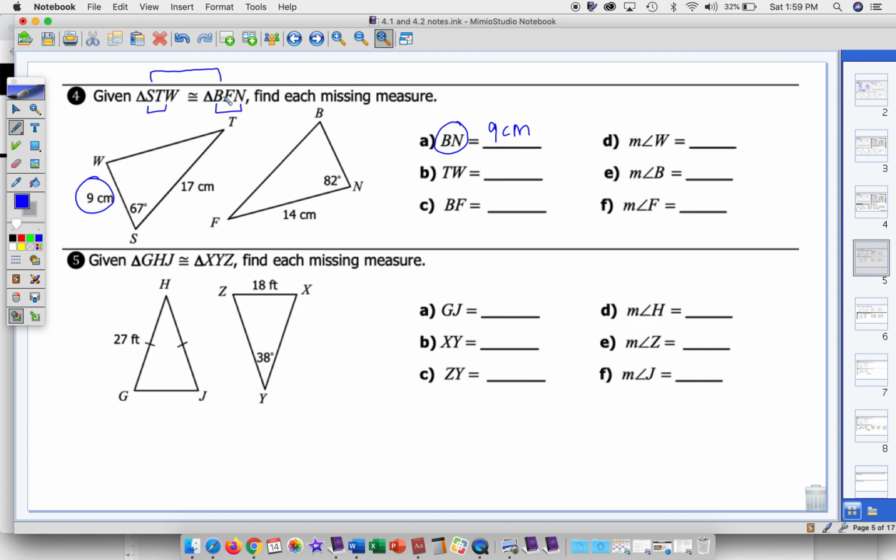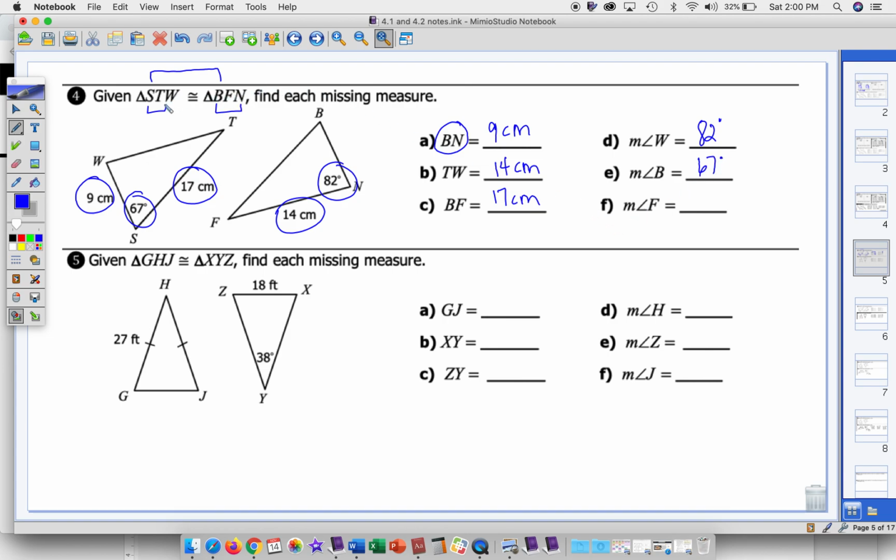TW, when I look at TW, that corresponds to FN. Okay, here's FN. So that's 14 centimeters. BF corresponds to ST, which is right here, so that is 17 centimeters. The measure of angle W. W corresponds to N, so that's 82. Angle B corresponds to angle S, so that's 67.